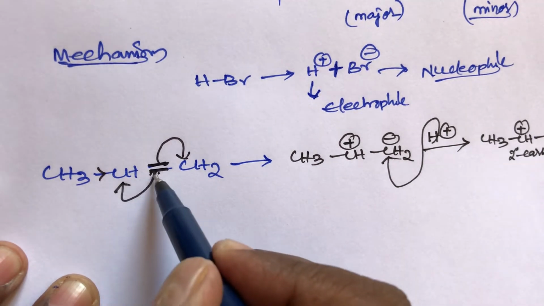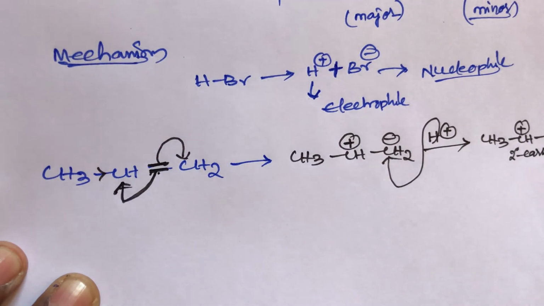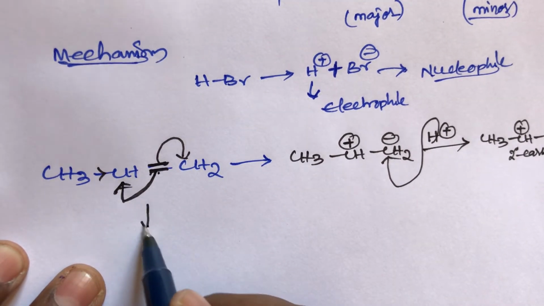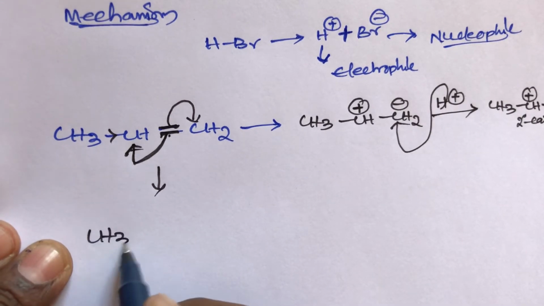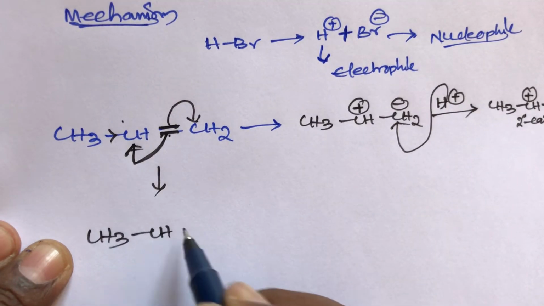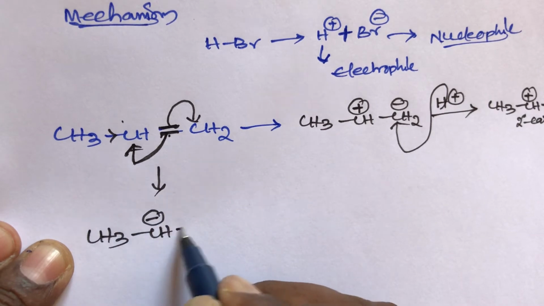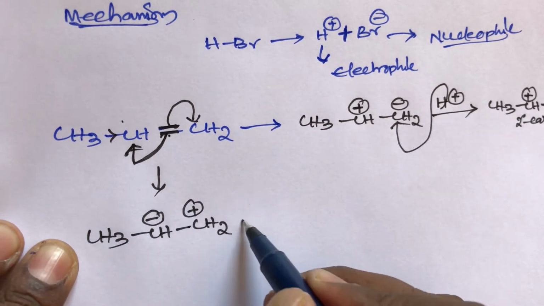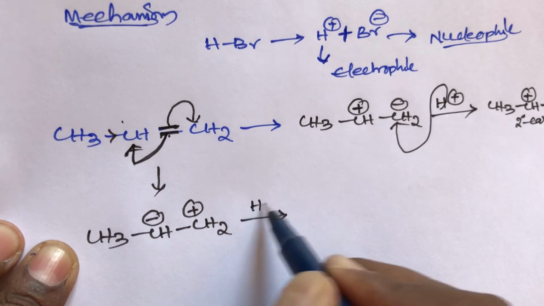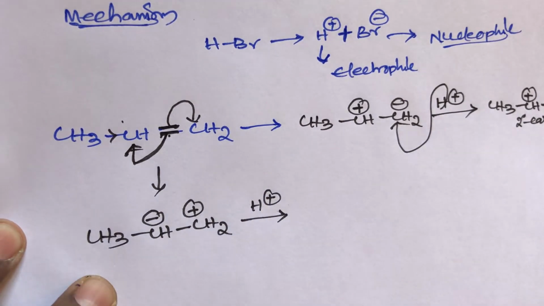If this bond shifts towards the left-hand side, what happens here? I am writing here CH3, and the left-hand carbon gets a negative charge while the right-hand carbon gets a positive charge. So in the first step, what happens, students? In the first step it is an electrophilic addition reaction.